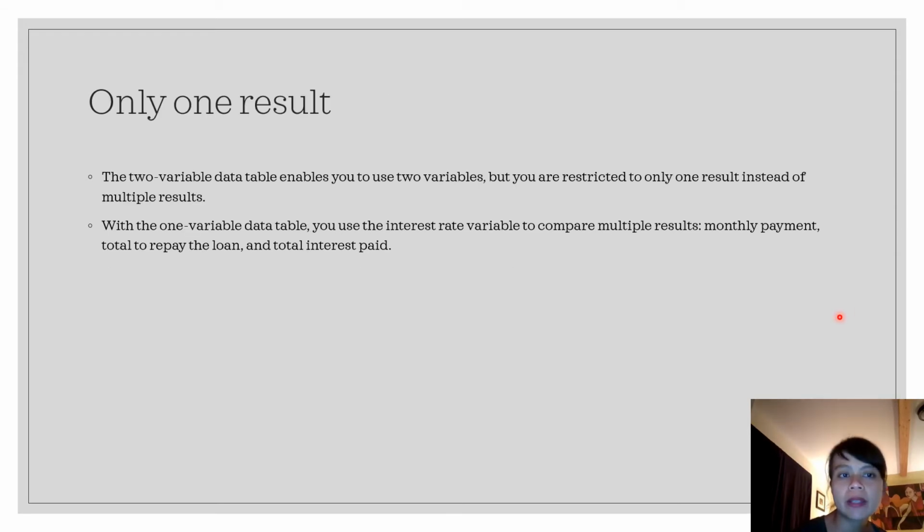So remember that it can only be one result. The two variable data table enables you to use two variables, but you're restricted to only one result instead of multiple results. So you'll only be able to look at monthly payments instead of a whole bunch of different results. Okay, so with the one variable data table, you use the interest rate variable to compare multiple results like monthly payment, total to repay the loan, and total interest paid. You were able to look at three things. But with the two variable data table, you can only look at one, such as the monthly payment maybe.